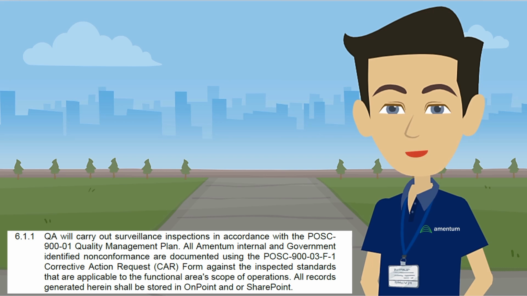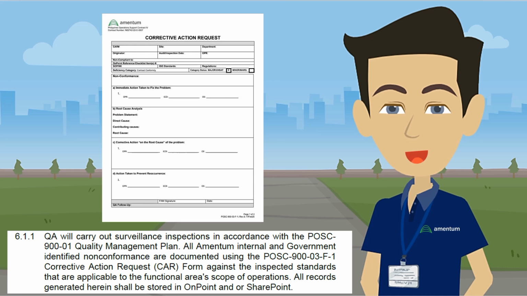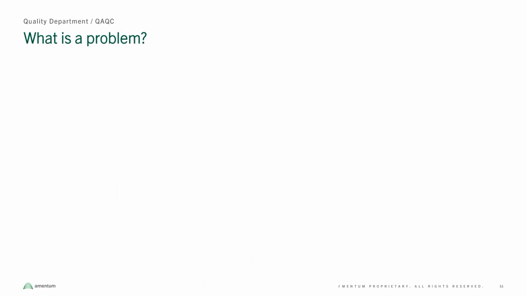Under 6.1.1 of the CAR work instructions, QA will carry out surveillance inspections in accordance with the POSC 900-01 Quality Management Plan. All Amentum internal and government-identified non-conformance are documented using the POSC 900-03F1 Corrective Action Request CAR form against the inspected standards that are applicable to the functional area's scope of operations. All records generated shall be stored in OnPoint and/or SharePoint.